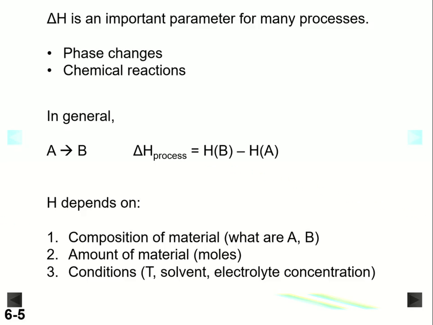parameters of the system. We won't focus so much on the conditional dependence of H. You'll get that in later courses. We're going to focus primarily on number 1 and number 2, the composition of the material and the amount of material and how that changes what the enthalpy of our process will be.